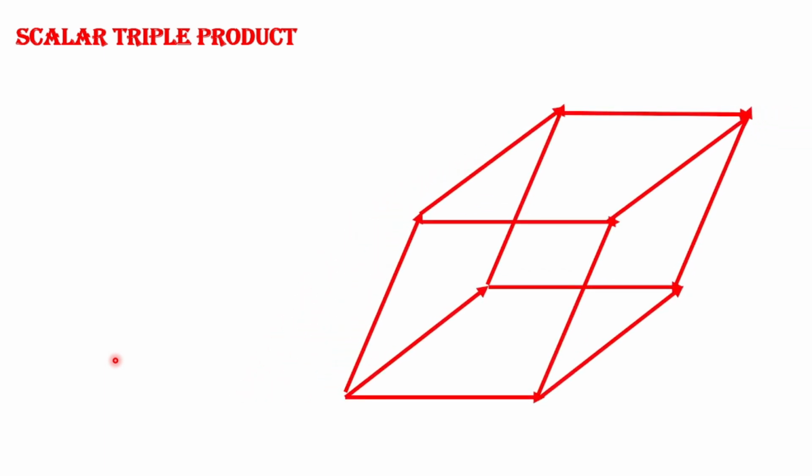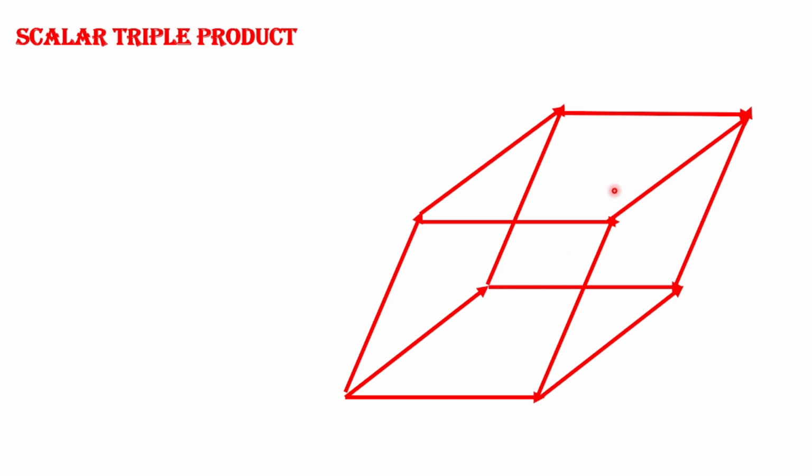In this video, we will try to learn the scalar triple product. To learn about the scalar triple product, first we have to know about the parallelepiped. What is a parallelepiped? When all the faces are parallelograms, we call this a parallelepiped. A parallelogram is two-dimensional, but a parallelepiped is three-dimensional.